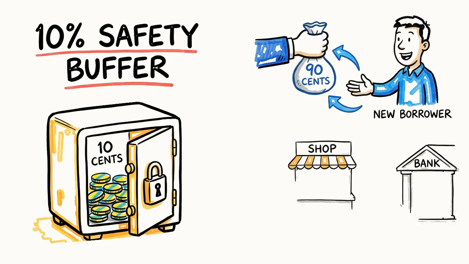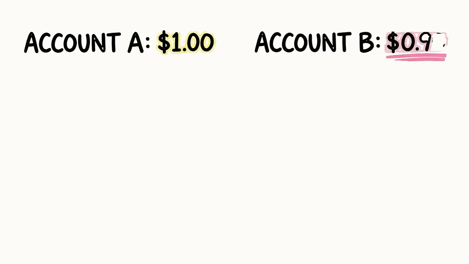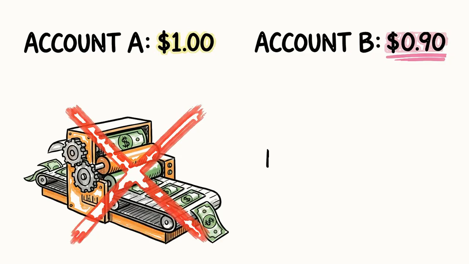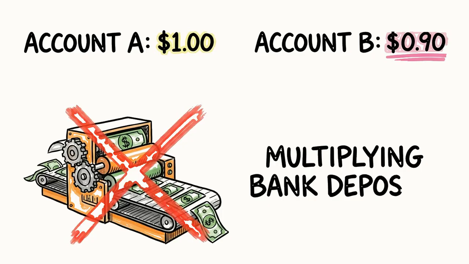That borrower spends it, and whoever receives that money deposits it into their own bank account. Now pause for a moment. You still see $1 in your account, and now someone else sees 90 cents in theirs. No new paper money was printed, but there are now more dollars showing up in bank accounts. That's the key shift. What's multiplying here is not cash, it's bank deposits.